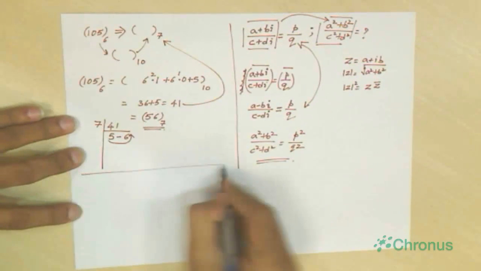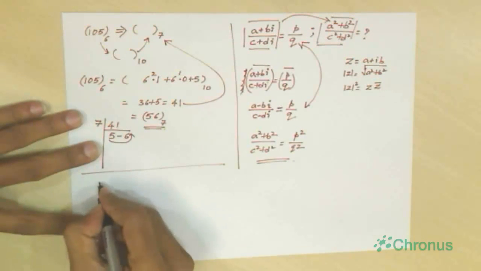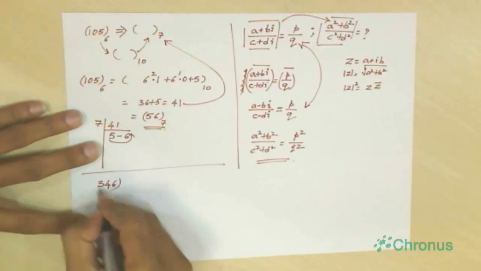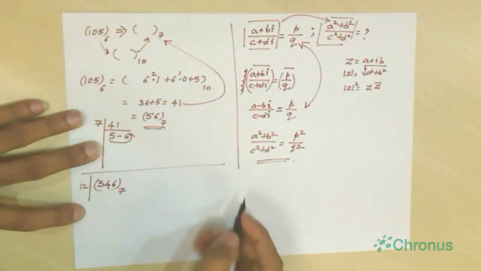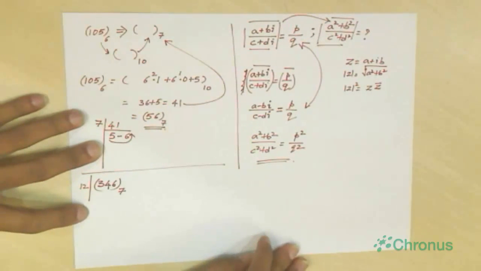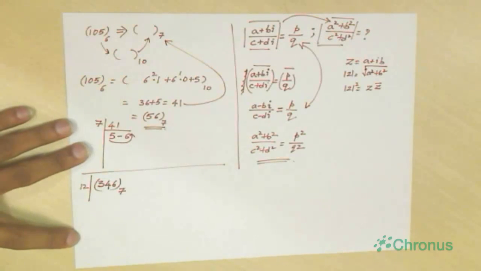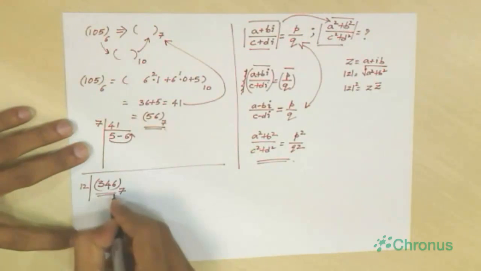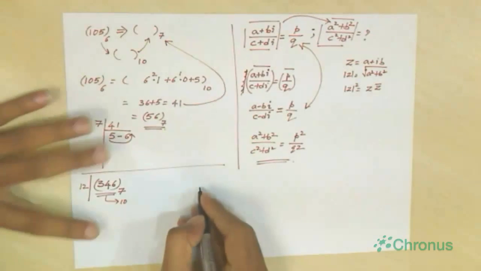Now let's go into another problem. What is the remainder left when 346 to base 7 is divided by 12? For this, we don't know how to perform divisions or multiplications in a base other than decimal. Of course there are ways, but we are not familiar. So when we don't know something, we convert the problem into something which we know. So here we have a number in base 7, on which we don't know how to perform division. So we convert this into base 10.